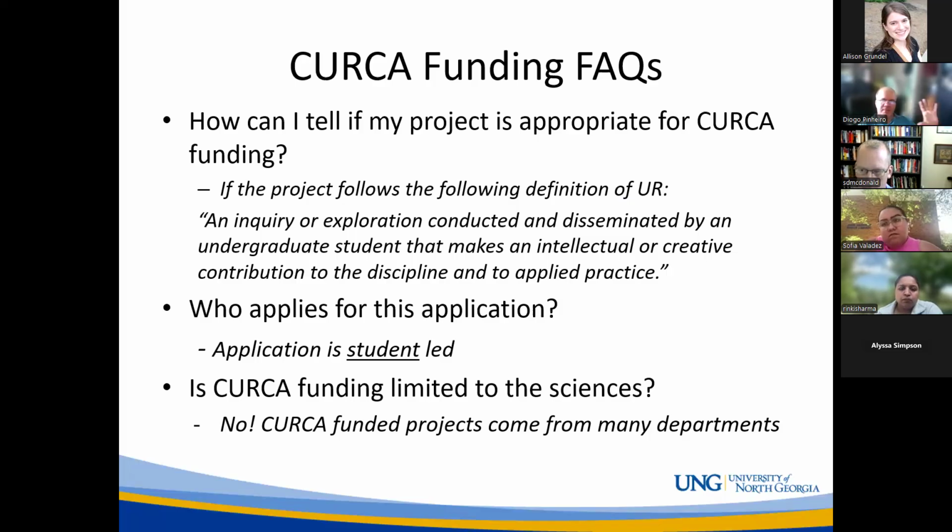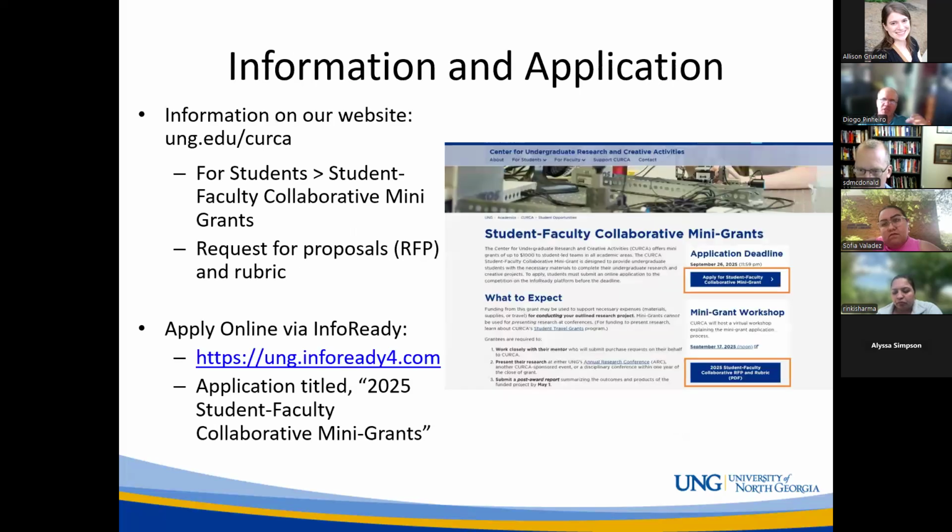So let's talk a little bit about the application process, right? Much like everything else that we do at CURCA, you would apply for the mini grants through InfoReady, right? We have details about the process at our website. If you go to ung.edu/CURCA, and you go under the For Students button, you will see the Student Faculty Collaborative mini grants. And in there, you can find our requests for proposals, the rubric that our reviewers will use, and a button to take you to InfoReady, where you would apply under the 2025 Student Faculty Collaborative mini grants competition, right?